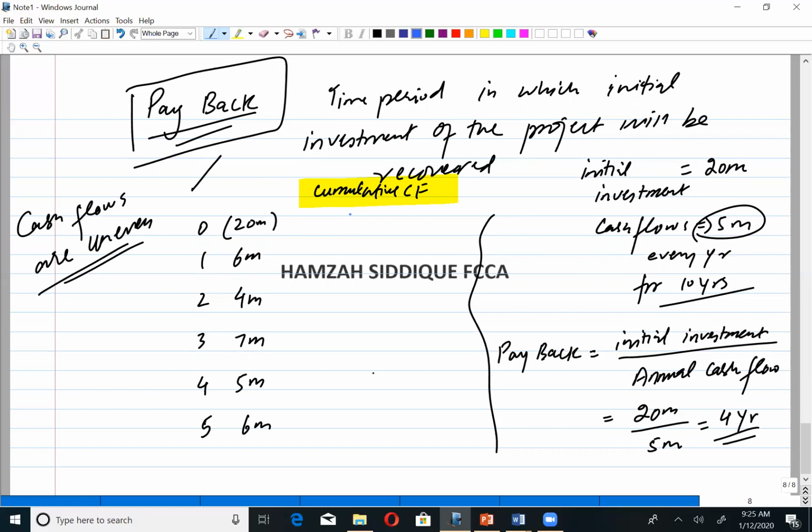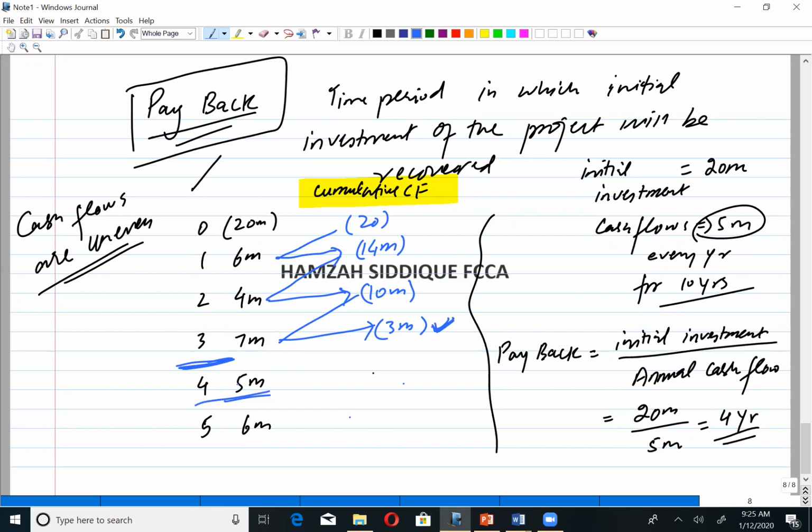So students, you see here, 20 negative, I mistakenly wrote 200, it is 20 million negative. Then 6 million received, 14 million negative. Then 4 million recovered, 10 million negative. Then 7 million recovered, 3 million negative. It means that after 3 years we still need 3 million, and in year 4 we are getting 5 million. So part of year 4 will be consumed.